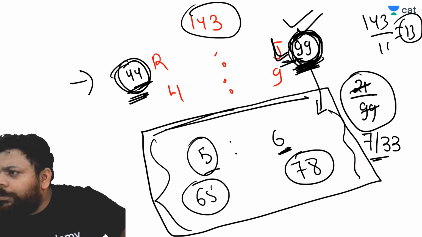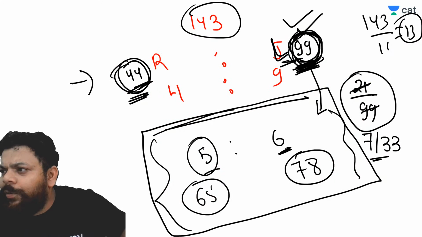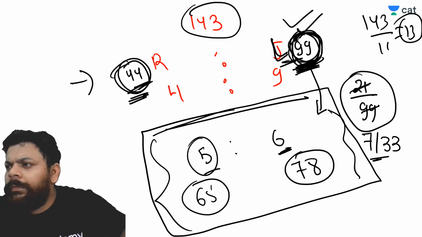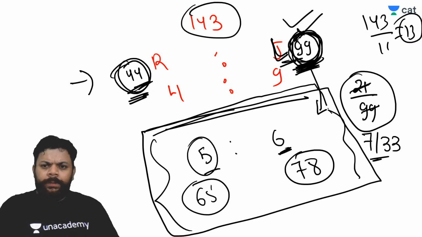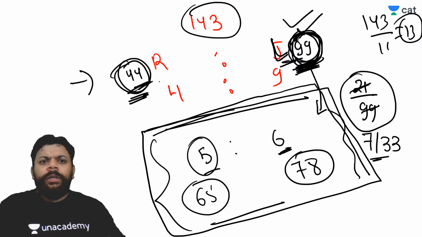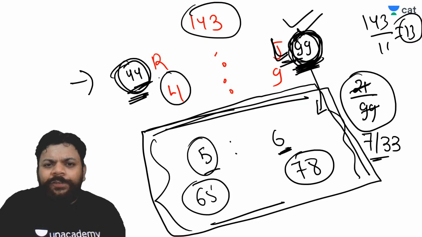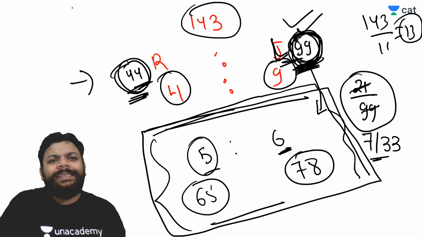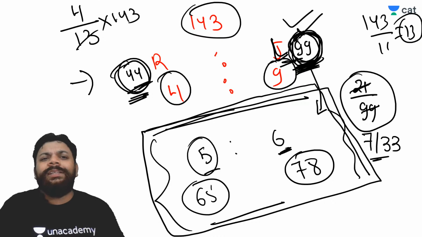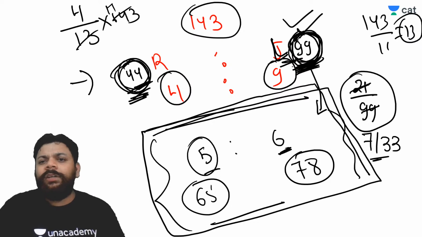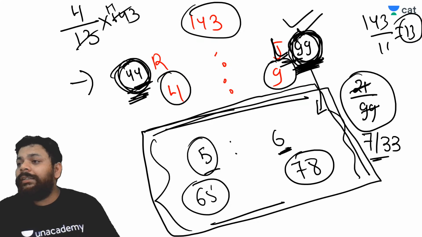Okay, you have a doubt, Srishti, about how it is 44. Since the ratio is 4:9, Raju's share will be 4/13 of 143. Since we have assumed the total as 143, this is going to be 11, and that's the reason I can say that this will be 44 and this will be 99.